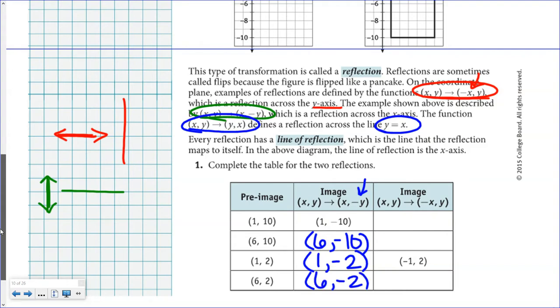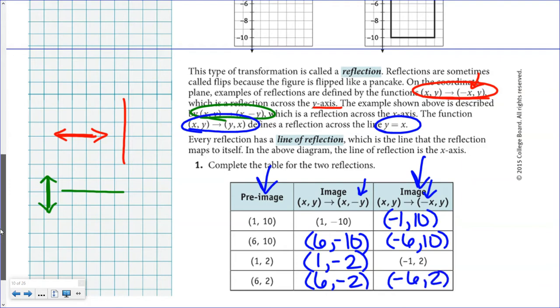The other image, they change the x value. So on this one, only the x value changes. So going from your pre-image to your image would be (-1, 10), (-6, 10). They give us the (-1, 2), and then (-6, 2).